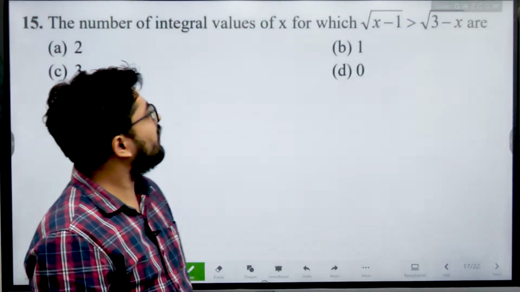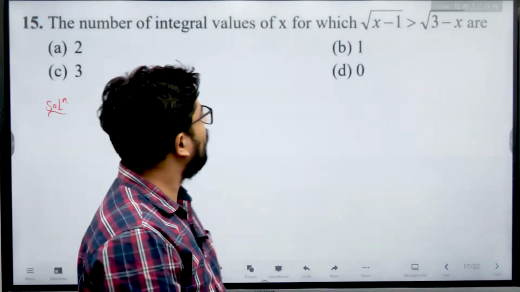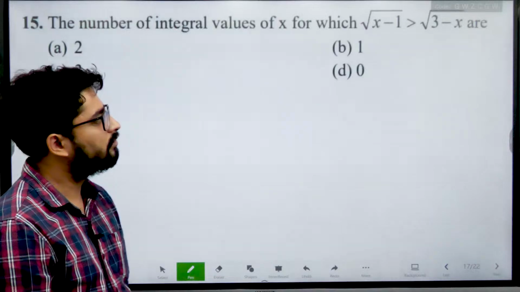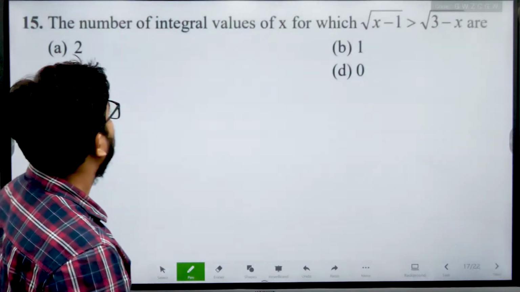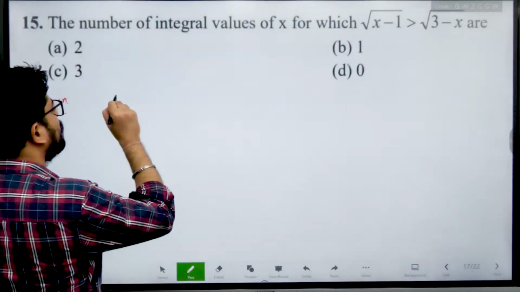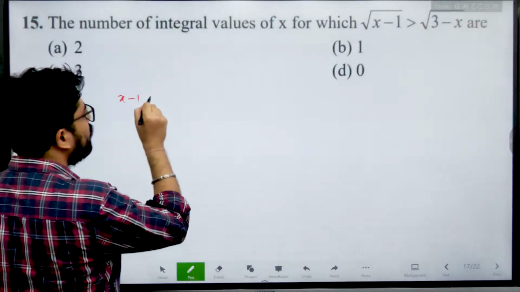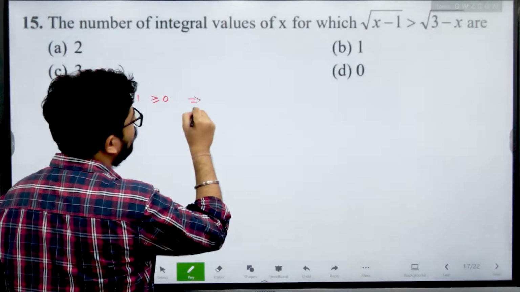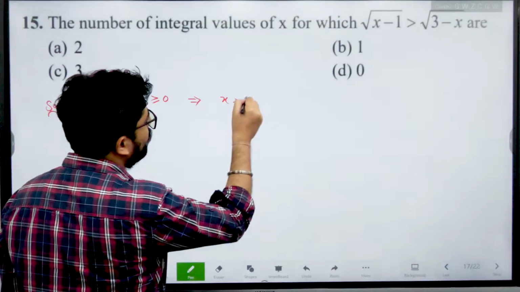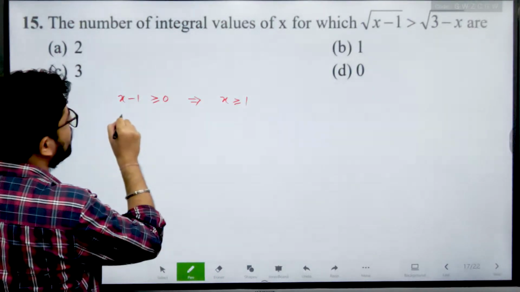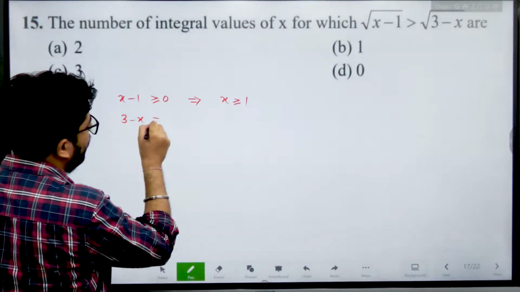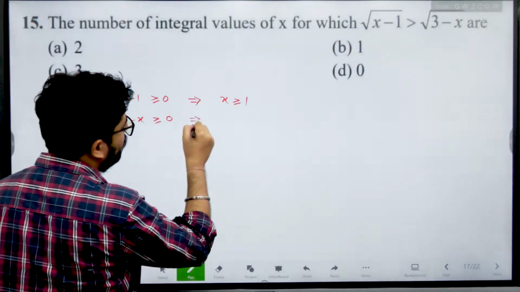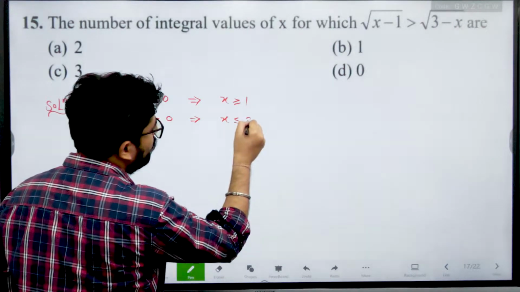The number of integral values of x for which this inequality holds. First, x minus 1 must be defined, so x minus 1 must be greater than or equal to 0. From here you can say x is greater than or equal to 1. Second, root 3 minus x must be defined, so 3 minus x must be greater than or equal to 0. So x is less than or equal to 3.